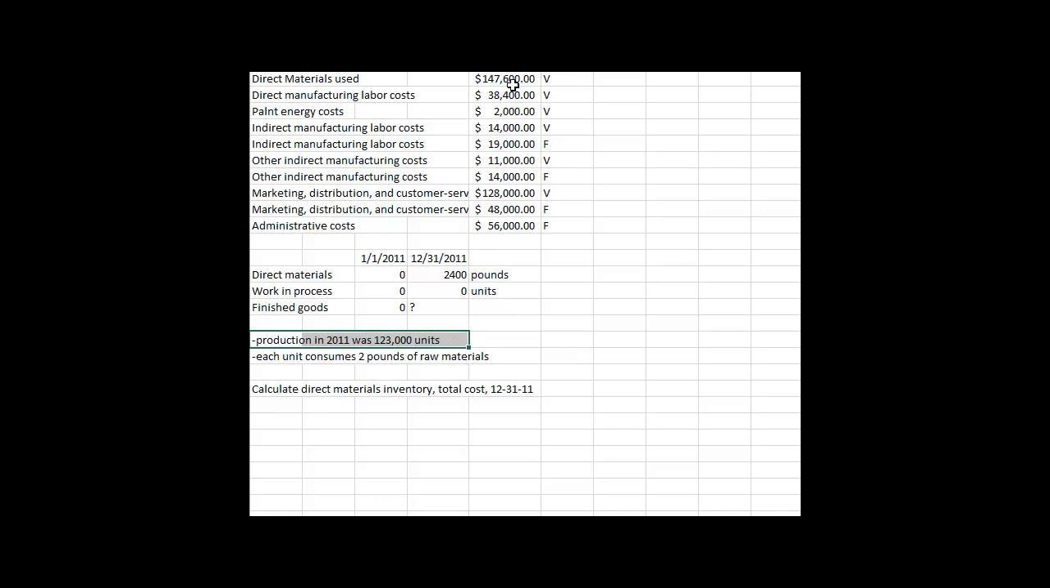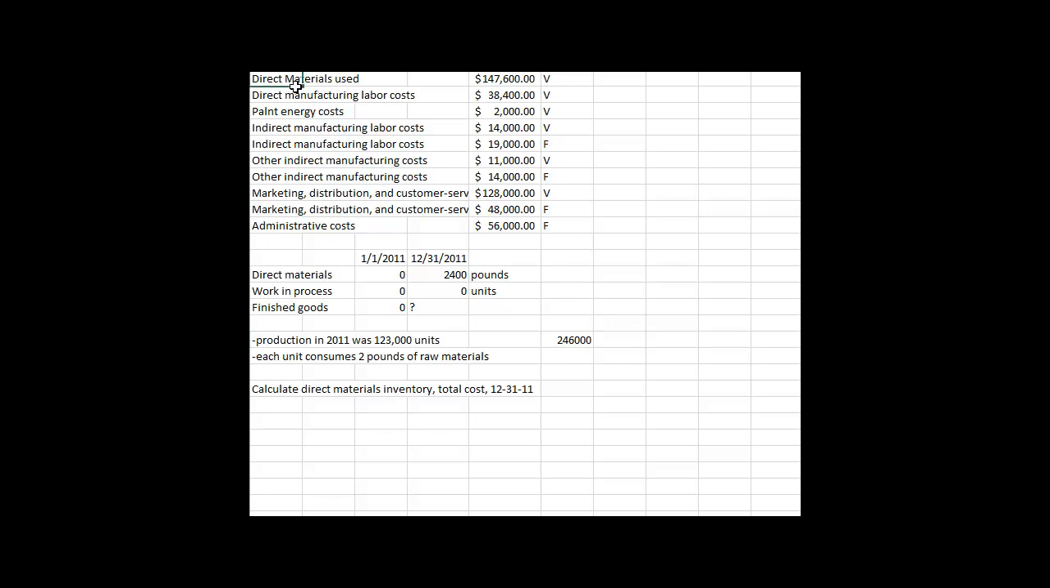So you can't just take the dollars, 147,600, and divide by 123,000 because this is units. We want to get to a price per pound, not a price per finished unit. But they do tell us also that each shelving unit consumes 2 pounds of the metal, or the raw material. So logic would tell us that 123,000 units were produced. Each one consumes 2 pounds of metal, so we consume 246,000 pounds of metal.